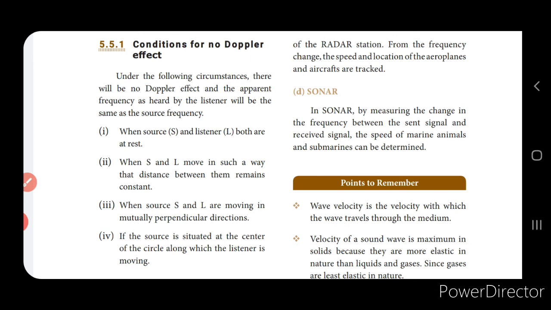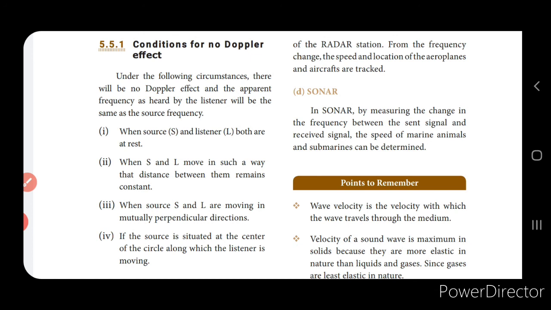The next one is the radar. Radar is radio detection and ranging. Radio waves are sent and reflected back, which is detected by the receiver present in the radar station. From the change in the frequency, the speed and location of anything like aeroplanes and aircrafts can be tracked. So it is used for tracking purposes.